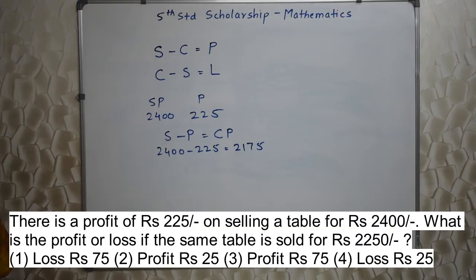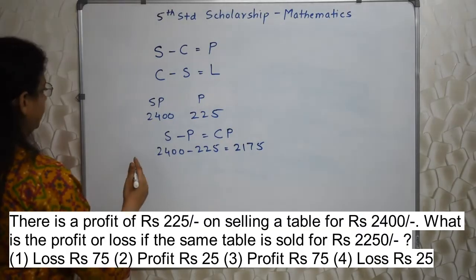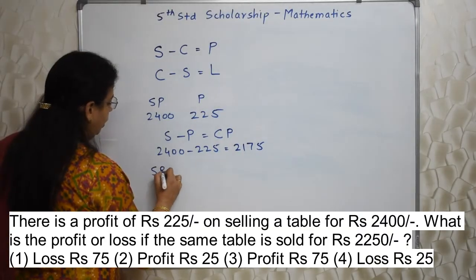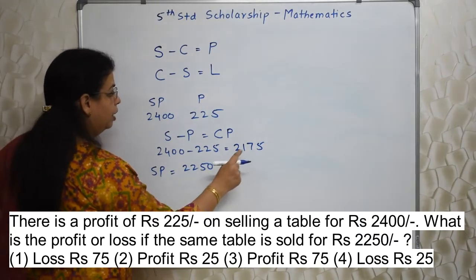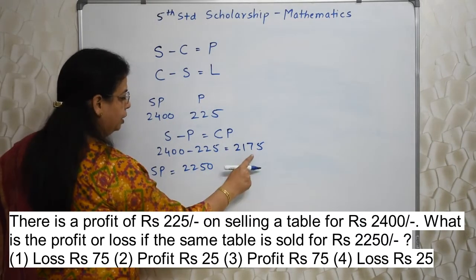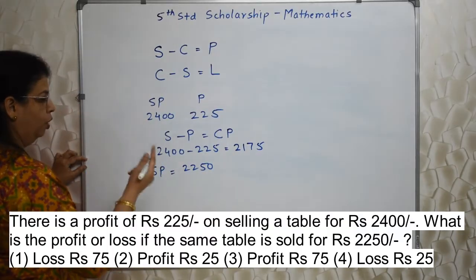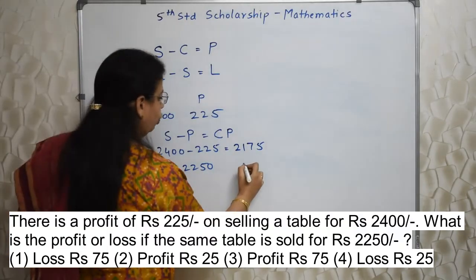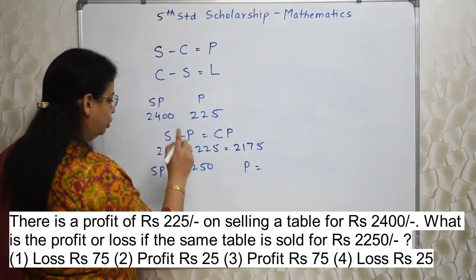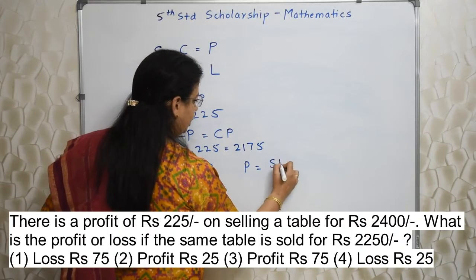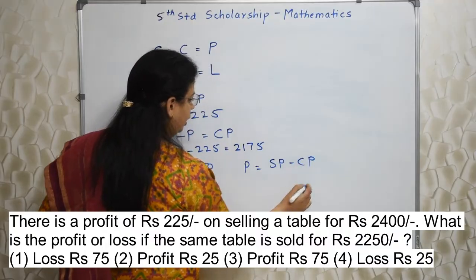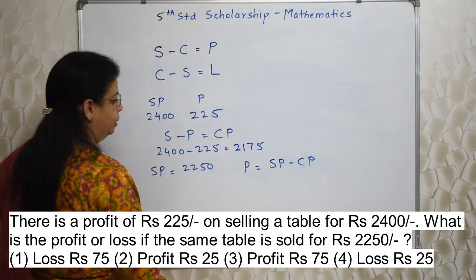Now we want to sell that table for 2250. New SP, selling price, is 2250. If you observe again, this is bigger or more than this. So obviously when selling price is more, we gain a profit. So we need to find out the profit. Now in this case also there is a profit. How to find out profit? SP minus CP. When there is a profit, SP is always bigger.